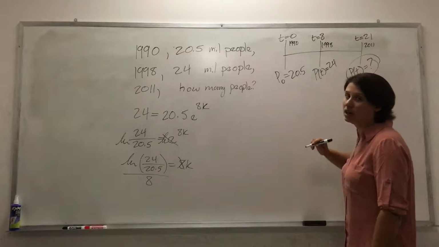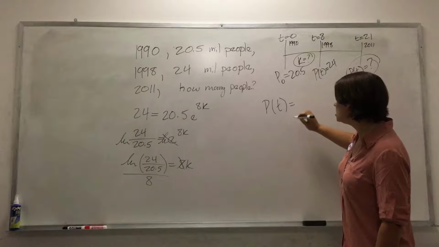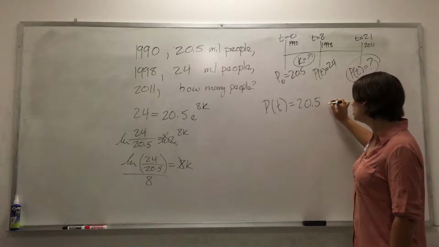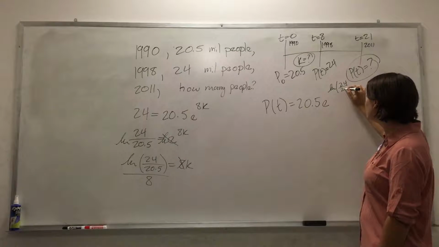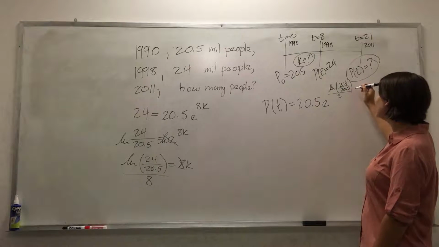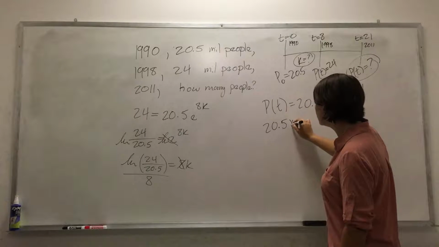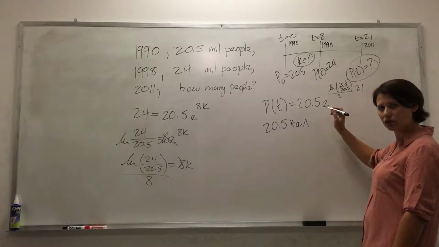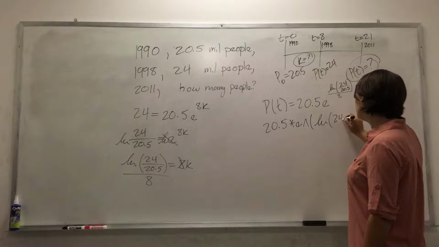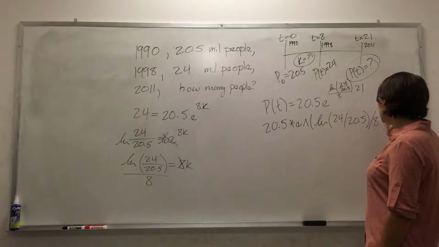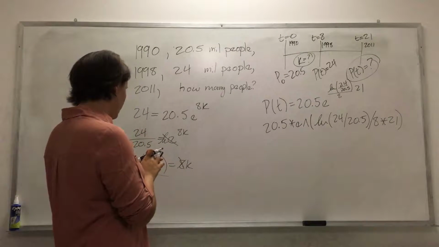So, now that we have K, we can find our P of T. Should have had that in there as well. So, P of T is equal to, P0 doesn't change, E to the K, well, K is all of that junk. So ln of 24 divided by 20.5 divided by 8 times T, which is 21. We can just type all this into the calculator, okay? We would say 20.5 times E raised to the, it probably gives the raised to you, possibly even a parenthesis. We want the parenthesis anyway, so go with it. Then the natural log of 24 divided by 20.5 divided by 8 times 21. Close the exponent. Okay, so I'm going to do it with my calculator really quick so that we can check our answers.